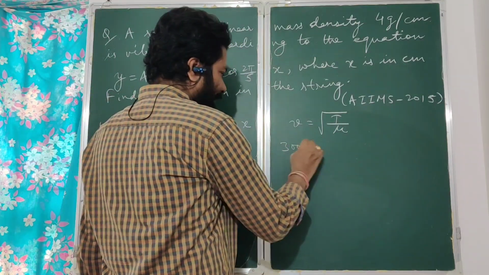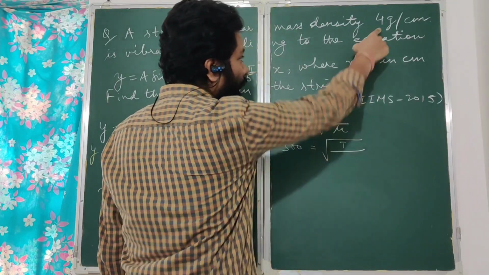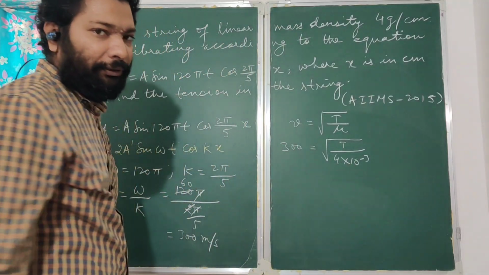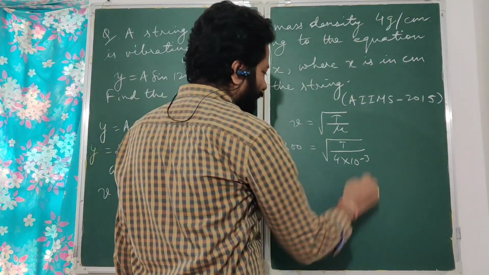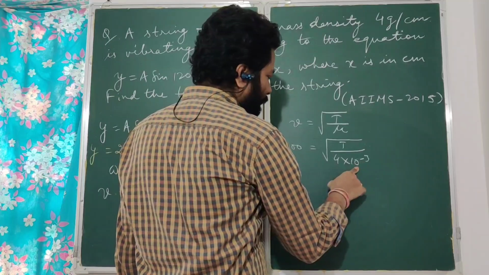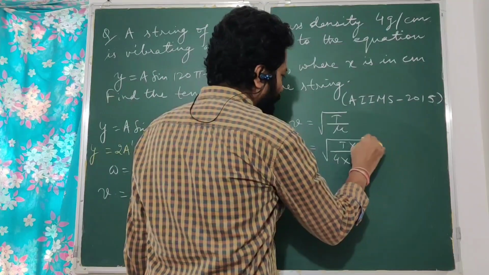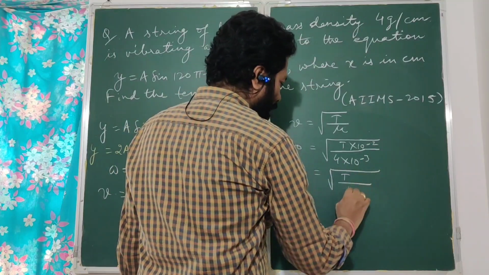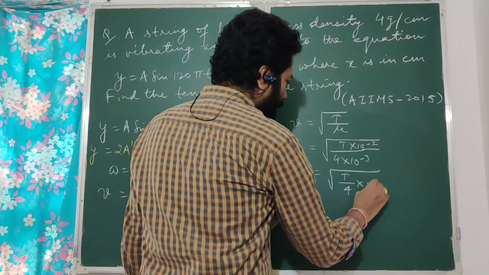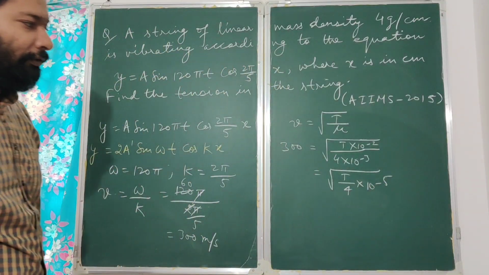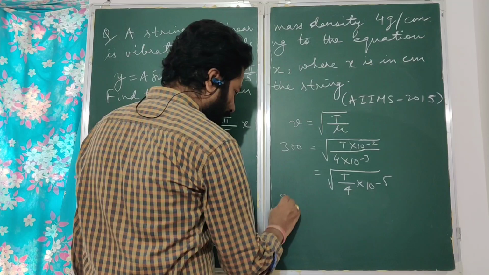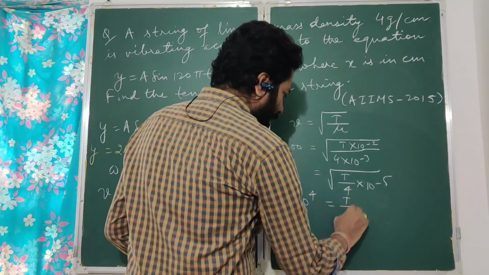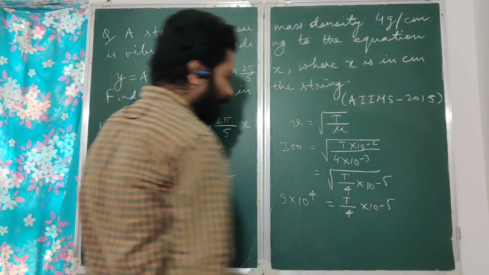So here we are having 300 equals root of T. What is mu? 4 gram per centimeter. Convert it into SI unit. So 4 into 10 to the power of minus 3 divided by 10 to the power of minus 2. So here that will move up. So this you can write as root of T by 4 into 10 to the power of minus 5. So now we will square both the sides. So here you will get 9 into 10 to the power of 4, and that is equal to T by 4 into 10 to the power of minus 5.